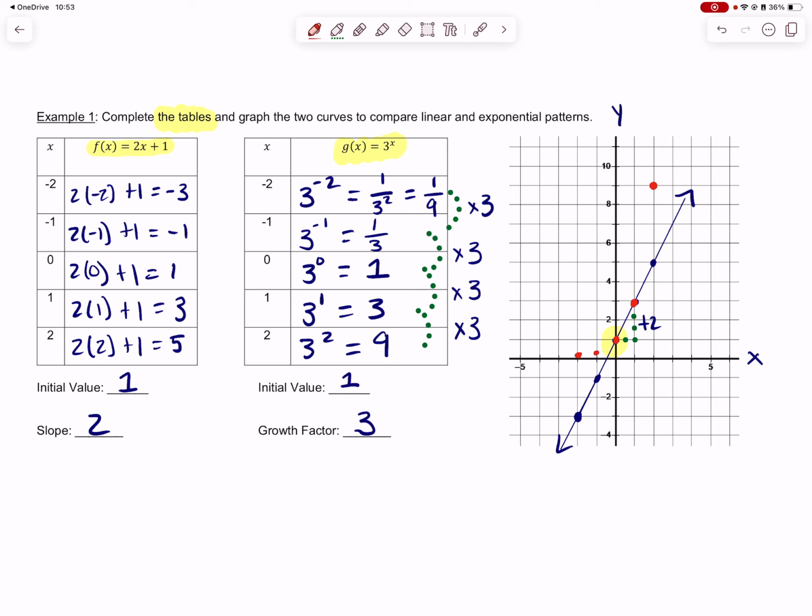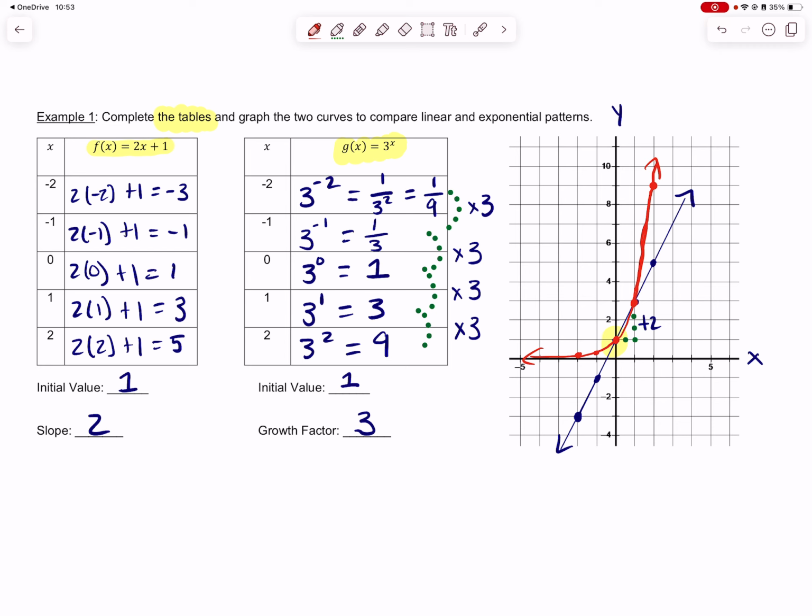And now looking at these 5 points, we can sort of see the shape that is happening here. If we try to connect them together as best we can, it gives this graph that we have forming here for our exponential model, 3 to the x power.